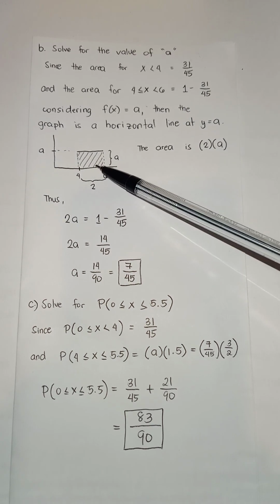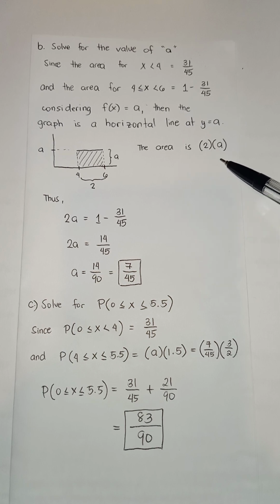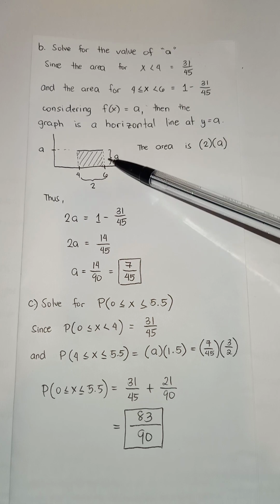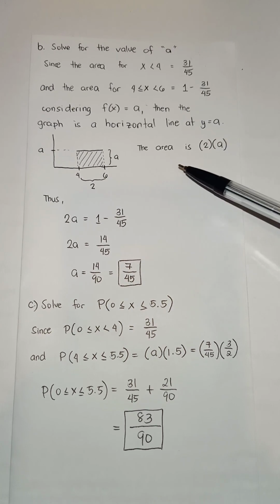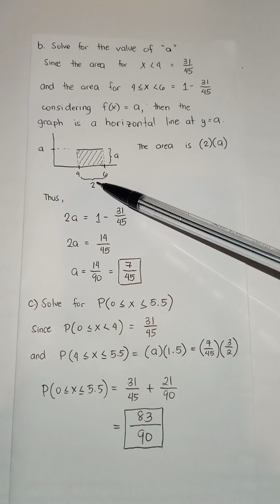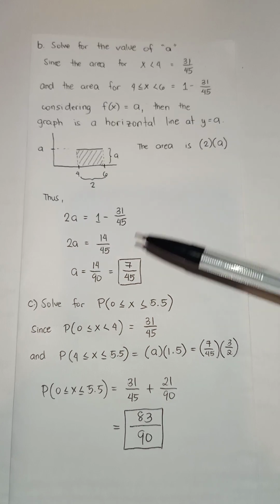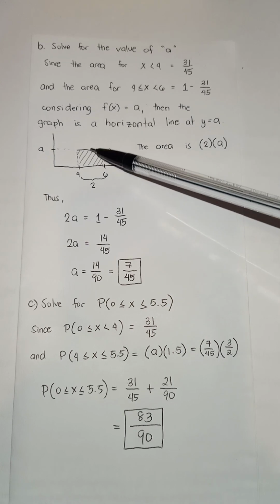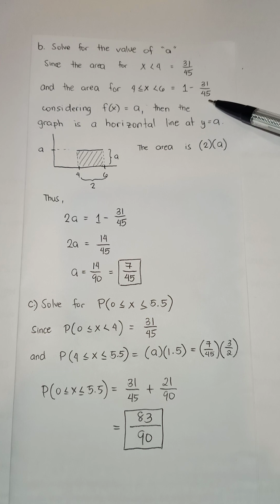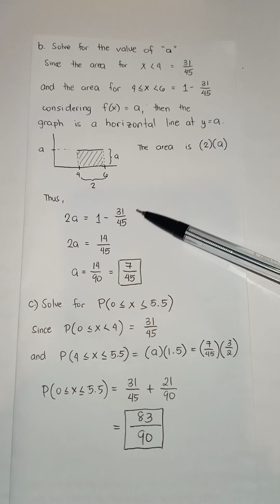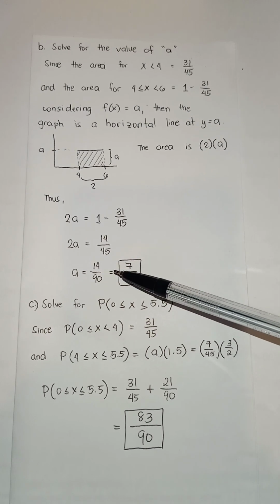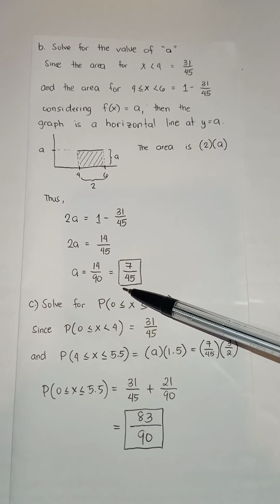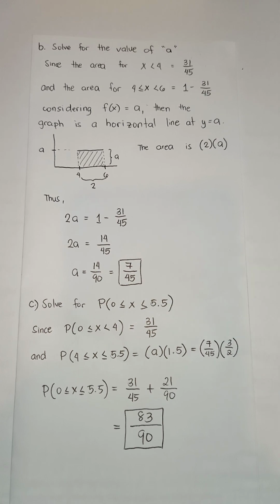So therefore this area here is equivalent to 2 times a, because the length from 4 to 6 is 2, and then the height is a. Since this is a rectangle, we can find the area by multiplying these two sides, 2 times a. Thus 2a, which is the area of this polygon here, is equivalent to 1 minus 31 over 45. So simplifying, 2a is equal to 14 over 45, and then a is equal to 14 over 90, which is simplified to 7 over 45.